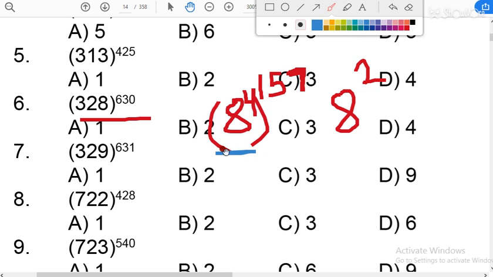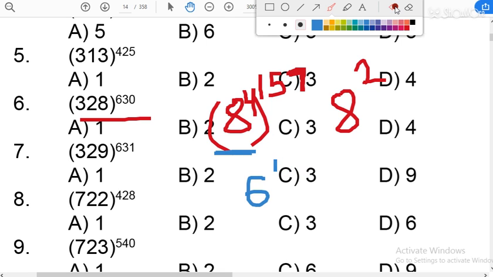Now this 8 raised to the power 4 will give me the value, it will give me the unit place 6. 6 raised to the power 157 will be there. So 6 raised to the power anything will be 6. Don't worry, 157 does not matter, its answer will be 6.